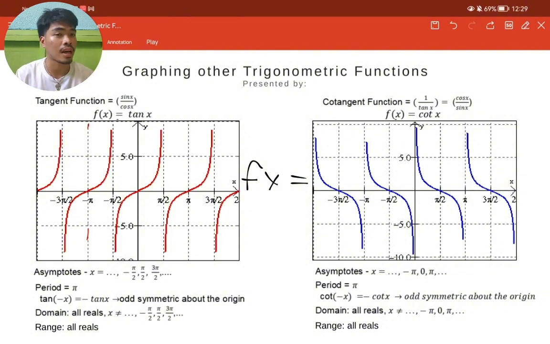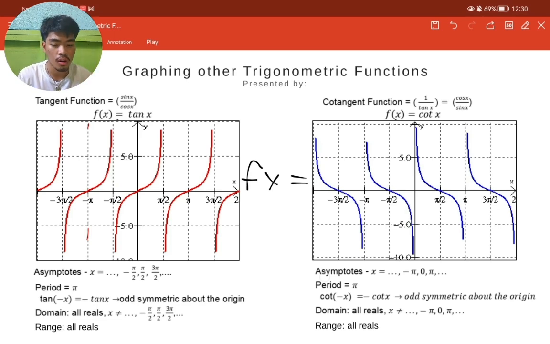Now moving on to cotangent. Cotangent is the reciprocal of tangent, so it goes in the opposite direction, curving downward from left to right. Since cotangent is equal to cos over sine, its asymptotes happen whenever sine is equal to 0, which means whole multiples of pi, like negative pi, 0, and pi. Just like tangent, its period is pi.